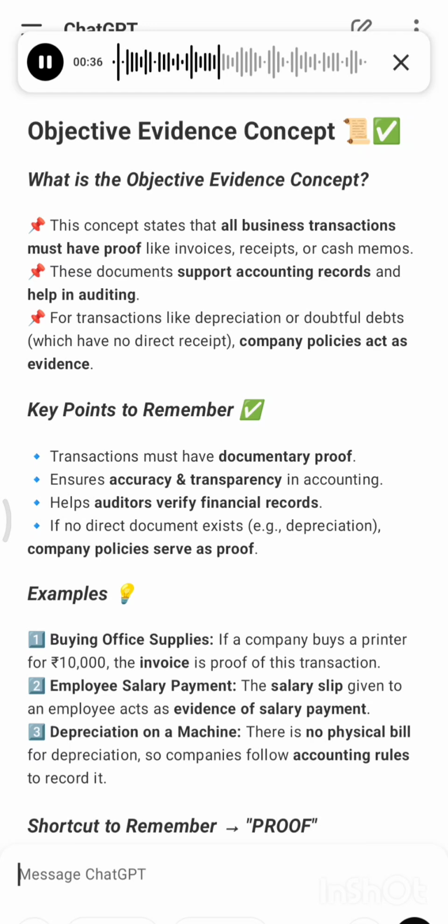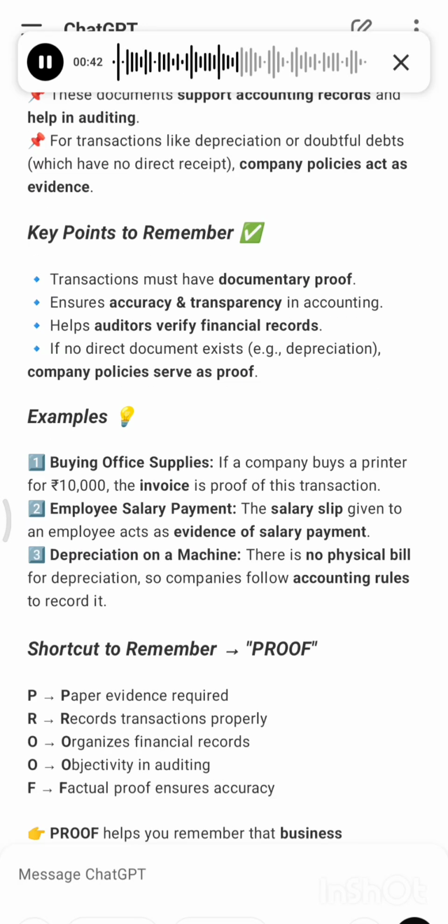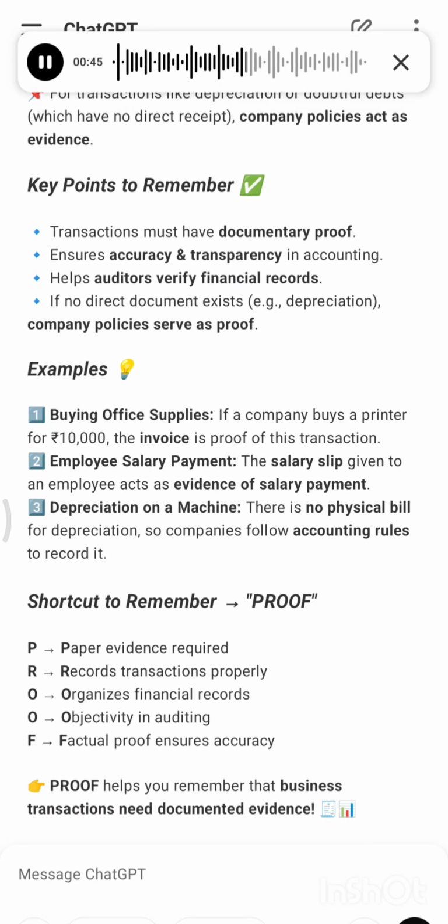Transactions must have documentary proof, ensures accuracy and transparency in accounting, helps auditors verify financial records. If no direct document exists, e.g. depreciation, company policies serve as proof. Examples. 1. Buying office supplies. If a company buys a printer for $10,000, the invoice is proof of this transaction. 2. Employee salary payment. The salary slip given to an employee acts as evidence of salary payment. 3. Depreciation on a machine. There is no physical bill for depreciation, so companies follow accounting rules to record it.